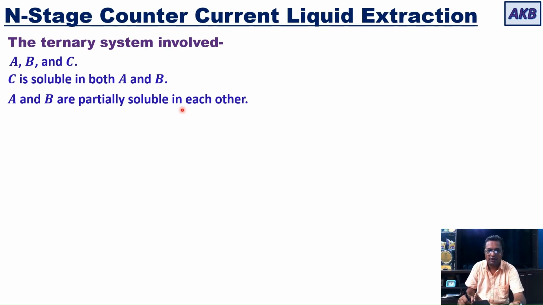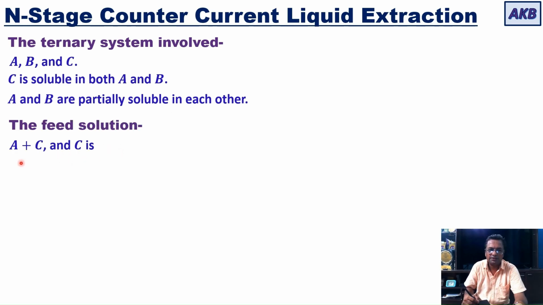In my last video, I had discussed the case where A and B were not at all soluble in each other. But that was cross current operation. Now, since I am discussing counter current liquid extraction operation, first I will consider the case where A and B are partially soluble in each other. And then in my future videos, I'll be talking about the case where A and B are not at all soluble in each other. For this video, we are considering A and B to be partially soluble in each other.